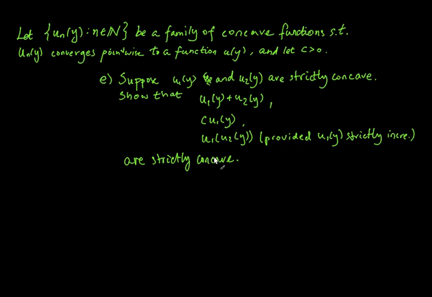In part E of exercise 1, we are asked to show that if U1 and U2 are strictly concave, then some of the earlier results also hold in the strict sense. That is, we have to show that U1 plus U2 is strictly concave as well, that some positive constant multiplied by U1 is strictly concave, and that U1 composed with U2 is strictly concave, provided that U1 is strictly increasing.